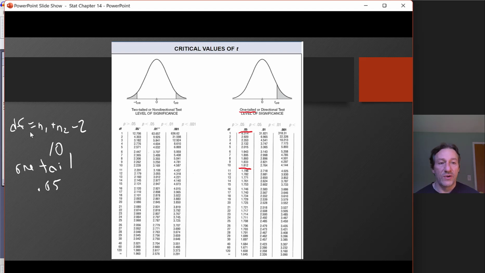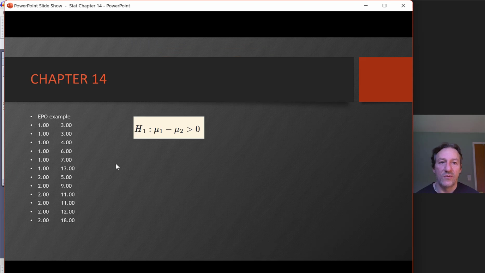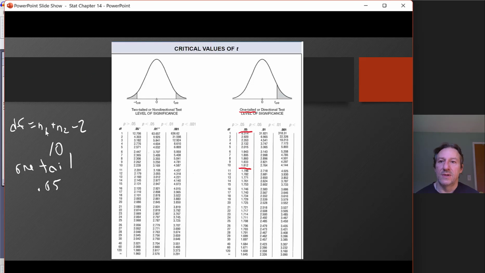We get our degrees of freedom, N1 plus N2 minus 2. If we go back, there are 12 participants, so 6 plus 6 minus 2, we get 10. We are doing a one tail. Let's go ahead and do it at 0.05. Our critical T value, the T value that we need to meet, is 1.8. If we get above about 1.8, then we're going to have a significant finding at that 0.05 level.